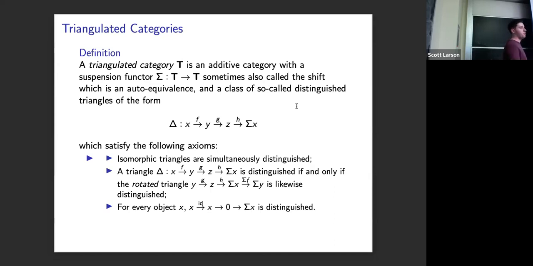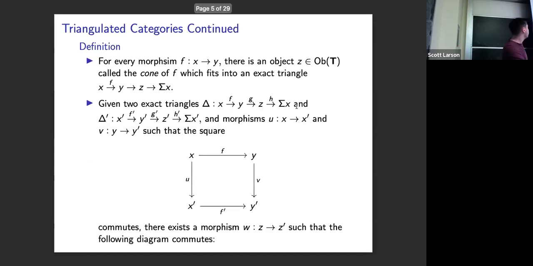If you have isomorphic triangles and one is distinguished, the other one has to be as well. A triangle is distinguished if and only if its rotation is also distinguished. For every object, the triangle x to x via the identity to 0 to the shift is distinguished. For every morphism, there's a cone, and you can form a distinguished triangle by going by f from x to y, to the cone, to the shift of x.